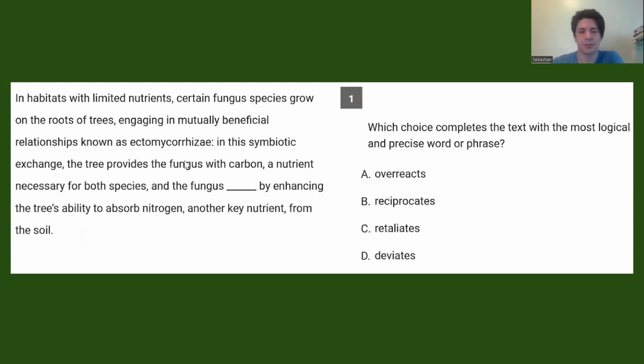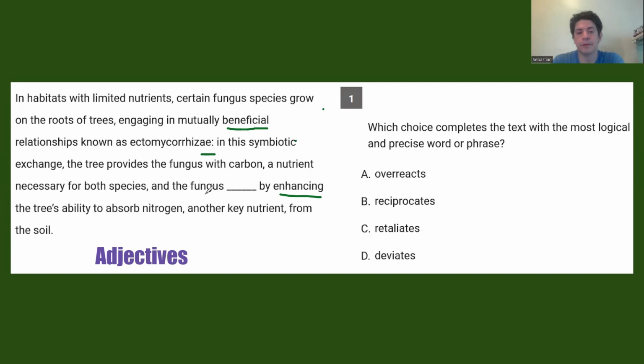It's interesting, this passage is almost identical in terms of topic as the last one, right? It was talking about the union of various vegetation, and here talking about fungus and trees having this symbiotic relationship. There's a lot of nature stuff in these questions. Which choice completes the text with the most logical and precise word or phrase? So we have overreacts, reciprocates, retaliates, and deviates, right? And again, I want you to focus on adjectives. It's also statement, restatement, again with this colon. It's a symbiotic exchange. It enhances the abilities. It's mutually beneficial. That's the big adjective. So they're helping each other.